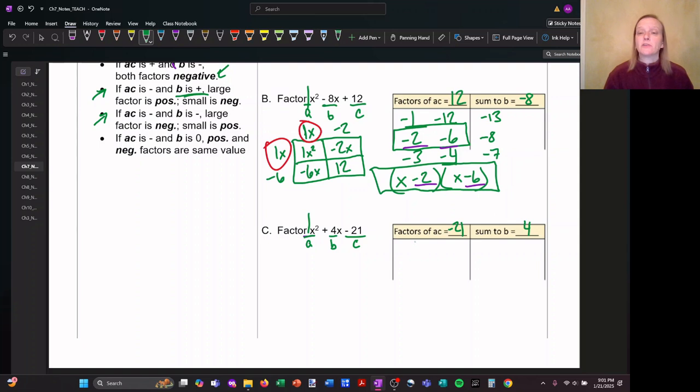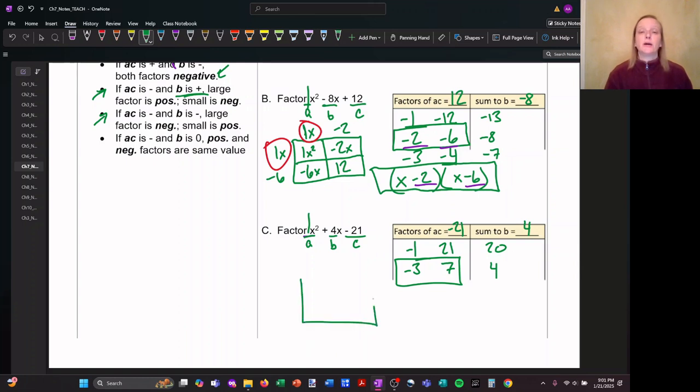So when I make my factor list, 1 times 21 or 3 times 7, and those are actually all the factors of 21, my large number has to be positive. My small value is going to be negative. So negative 1 plus 21 is 20. Negative 3 plus 7 is positive 4. This is the factor pair I need.